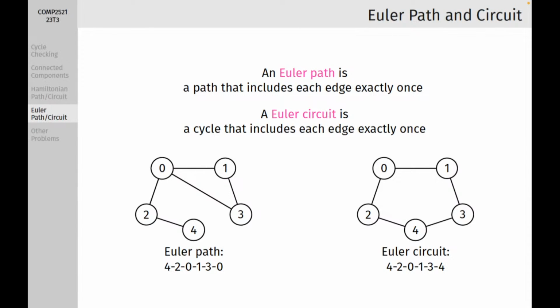So an Euler path is a path that includes each edge exactly once. An Euler circuit is a cycle that includes each edge exactly once. All right, and here I have two graphs. On the left, I have a graph that has an Euler path, right, 4, 2, 0, 1, 3, 0. On the right, I have a graph that has an Euler circuit, right? So 4, 2, 0, 1, 3, 4, right? That's a cycle that includes each edge exactly once. Okay, and an Euler circuit is an Euler path, all right?